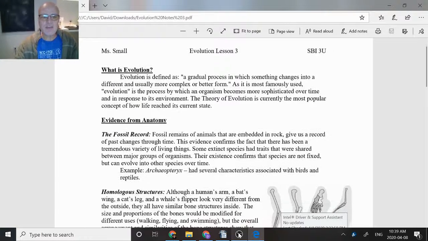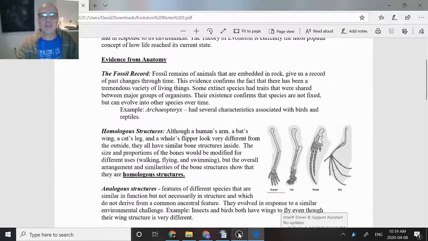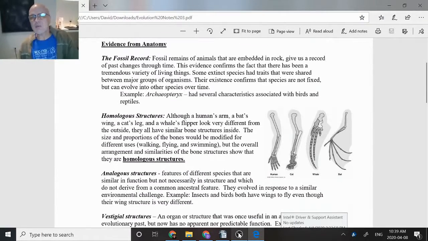First bit of evidence is going to be from anatomy. So, what does that mean? We look at the relatedness of organisms over time and we look at how they essentially look similar, with a big focus on bone structure. So, what are the pieces of evidence? One is fossils. So we can see similar fossils in the past.